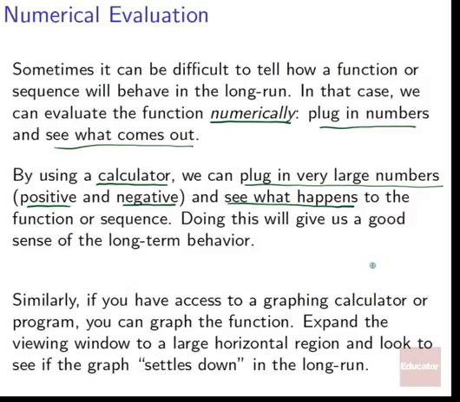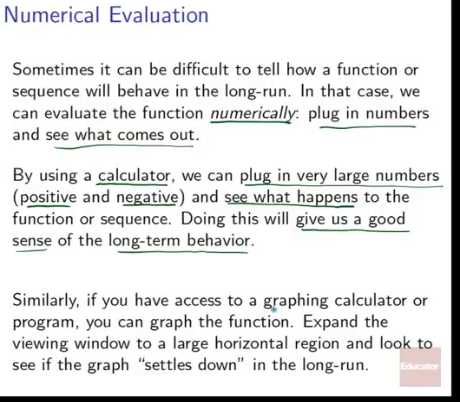Does it seem like it's going to a number, or does it seem like it's just growing larger and larger and larger? Doing this will give us a good sense for long-term behavior. We'll be able to tell, yeah, it seems to be just growing forever and ever, or it seems to be stabilizing as we go to larger and larger numbers that we're plugging in. So this gives us a way to numerically get a sense of what's going on. It's not foolproof, but for the most part, you'll be able to figure out which one it's going to wind up going to, and you'll probably also have a very good estimate of what value it is going to be approaching in the long term.